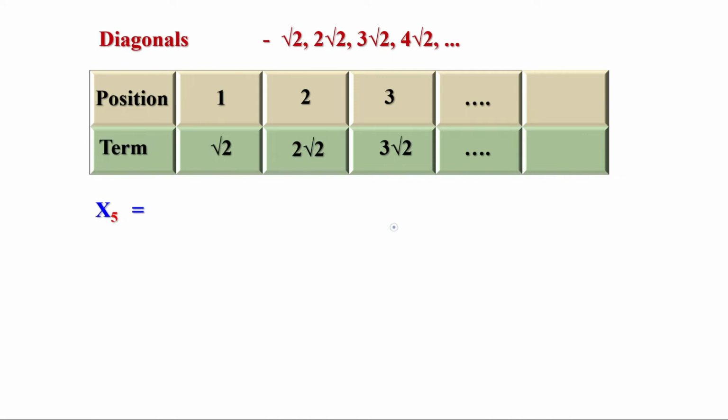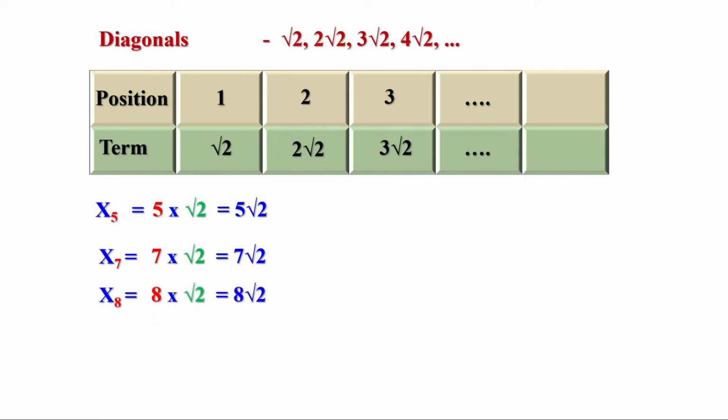So what is the fifth term? Again, position into root 2, that is 5 into root 2 or 5 root 2. What is the seventh term? Position into root 2, that is 7 into root 2 or 7 root 2. What is the eighth term? Position into root 2, that is 8 into root 2 or 8 root 2.